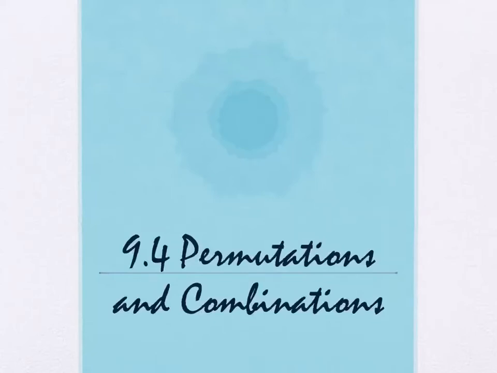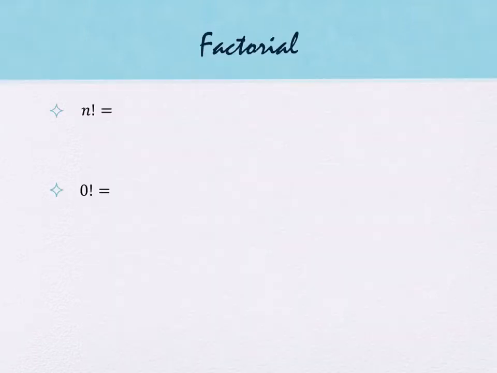All right, section 9.4. Today we're going to take a look at permutations and combinations. There is a symbol that you may or may not be familiar with that we'll start with. The symbol is an exclamation point. It's actually called a factorial.